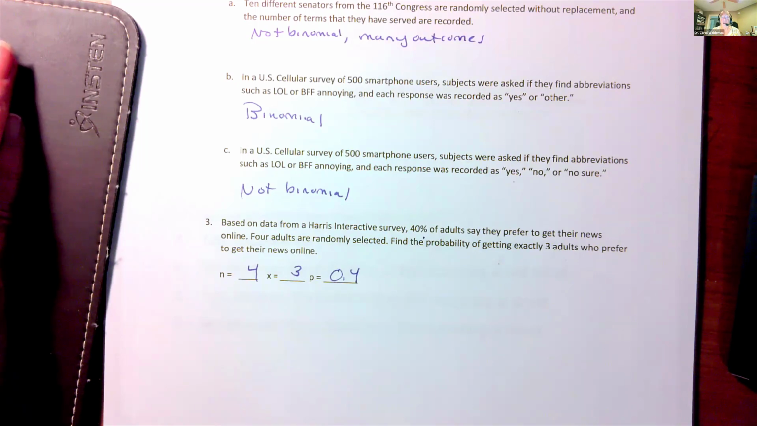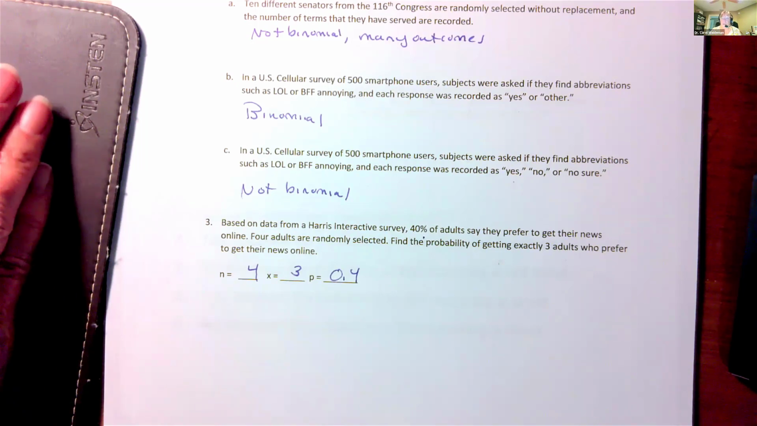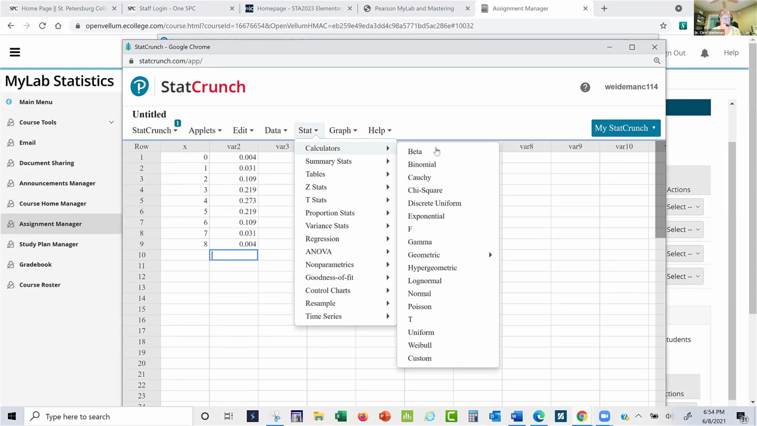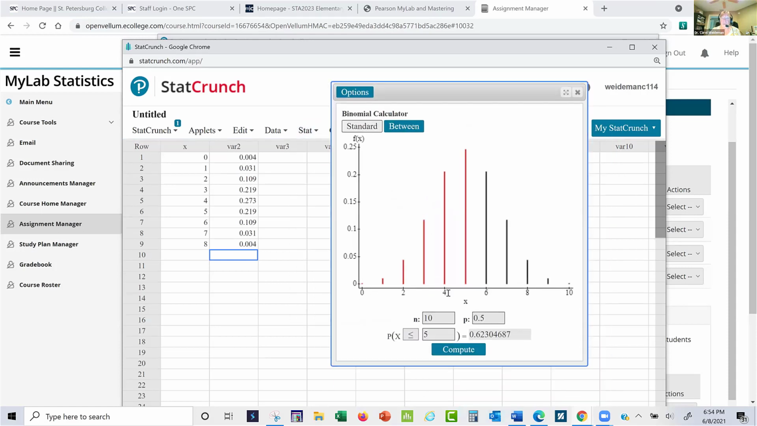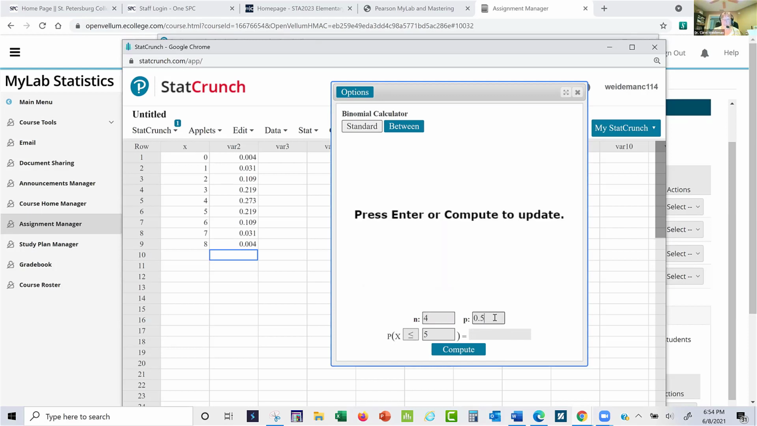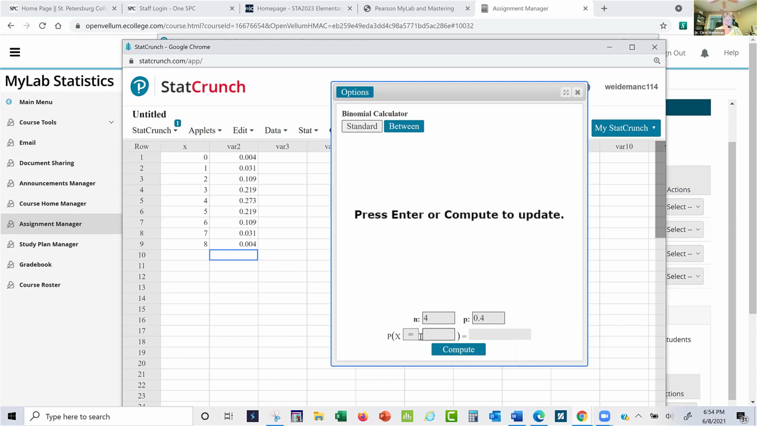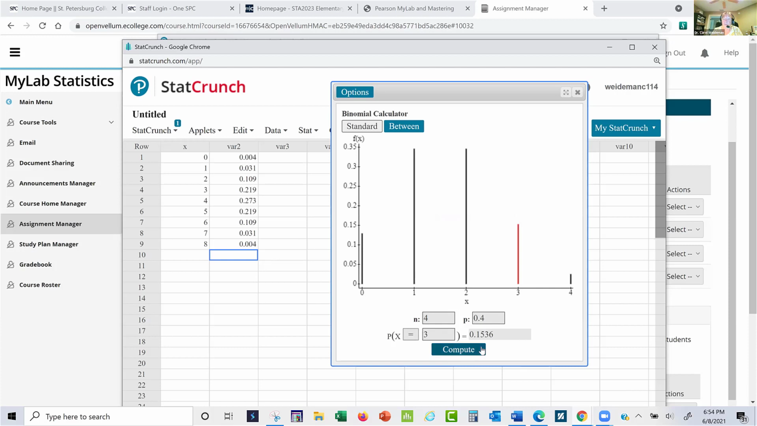All right, so let me flip over to the tool and show you how you do this. This is another calculator in StatCrunch. It's called the binomial calculator. You're going to go to Stat, Calculator, Binomial. I said you have to put in n, and our n in this case was 4. Our probability of success was 0.4. Now this is where you have to be careful. You have a drop down here, and you have a lot of choices. We're going to do equal to 3. There's my probability, 0.1536. So the probability that x is exactly equal to 3 is 0.1536.